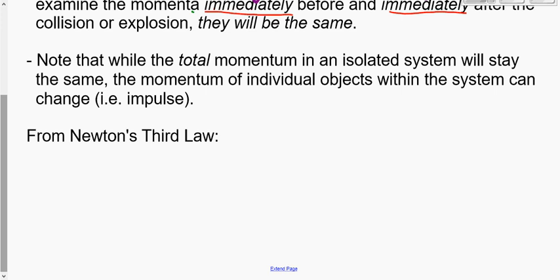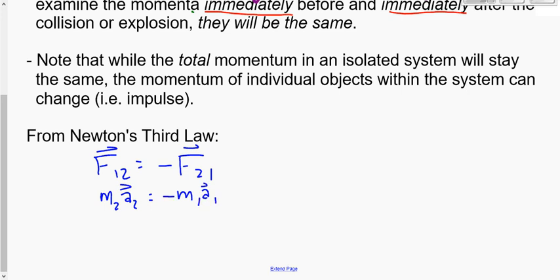We're going to say Newton's third law, stated mathematically, looks like this. F12 is equal to negative F21. What does that mean in words? The force of object 1 acting on object 2 is equal and opposite to the force of object 2 acting on object 1. F12 would be m times a. F21 would also be m times a. Let's replace a with delta v over delta t.